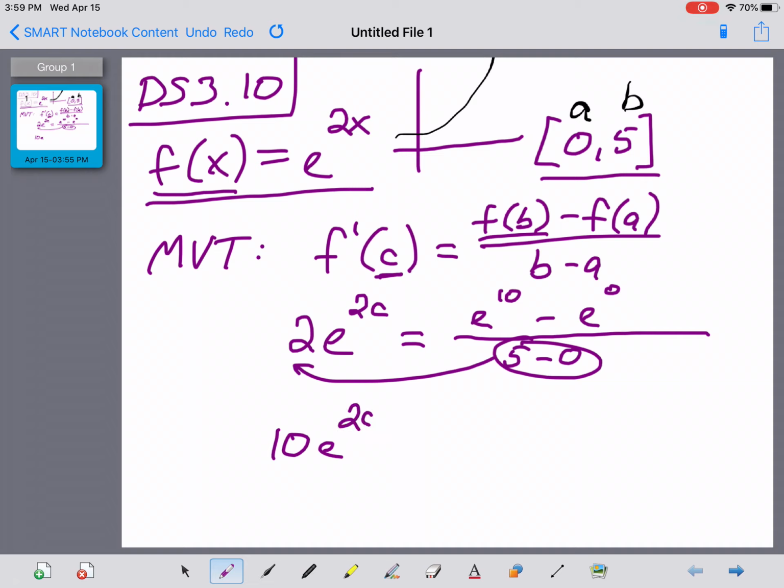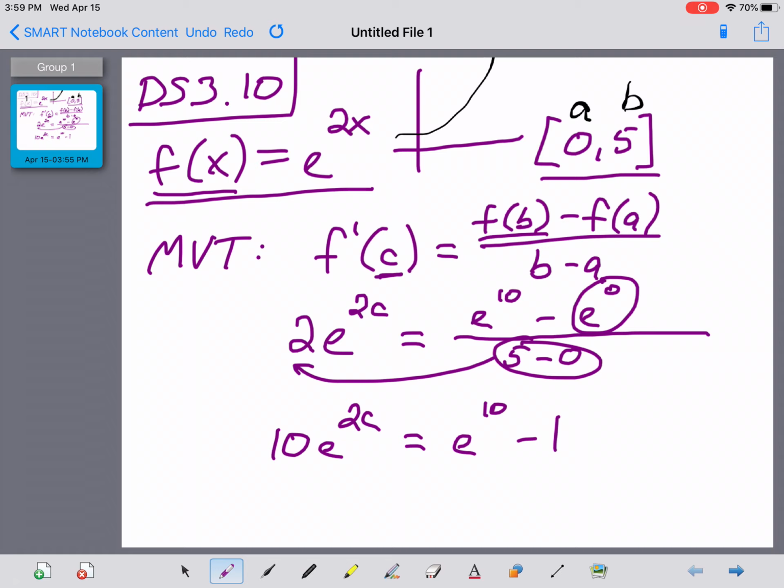So 10 e to the 2c power is equal to, and the only thing that's noteworthy in this numerator is that any number other than 0 to the 0 power is 1, so this right side is just going to become e to the 10th minus 1. And I remember feeling what I wouldn't be surprised if some of you guys were feeling right now, which is, wow, if I had my calculator, I could just type in solve and find out how many values of c this would work for. But this is not a calculator question.